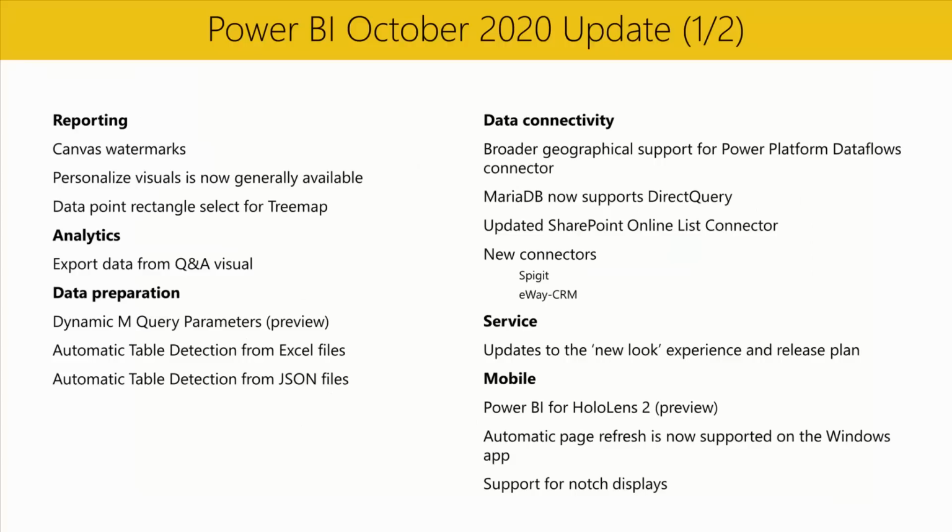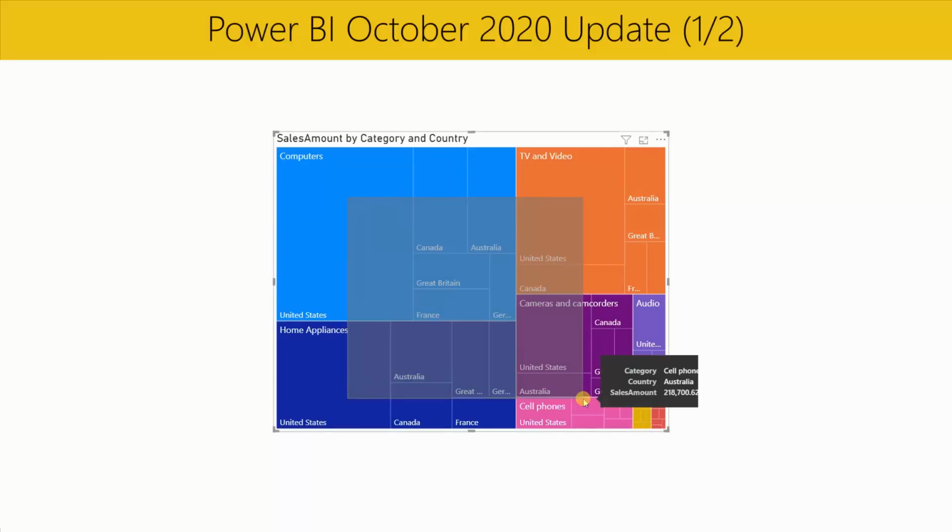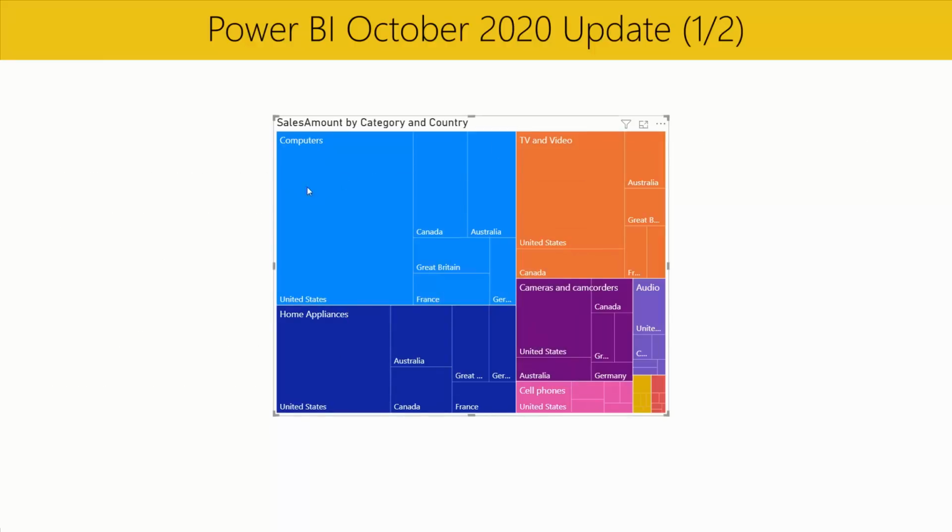Next, we've added tree map support for our data point rectangle select preview feature. Now you can click and drag to create a selection rectangle in TreeMap visuals, selecting every option that overlaps with the rectangle.